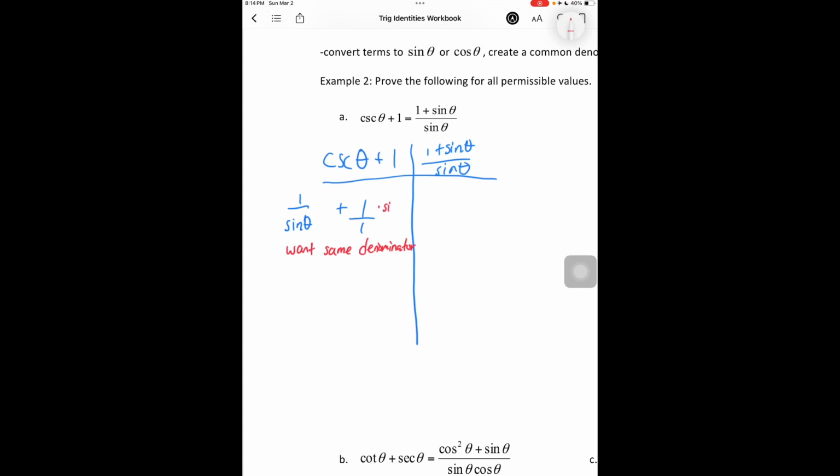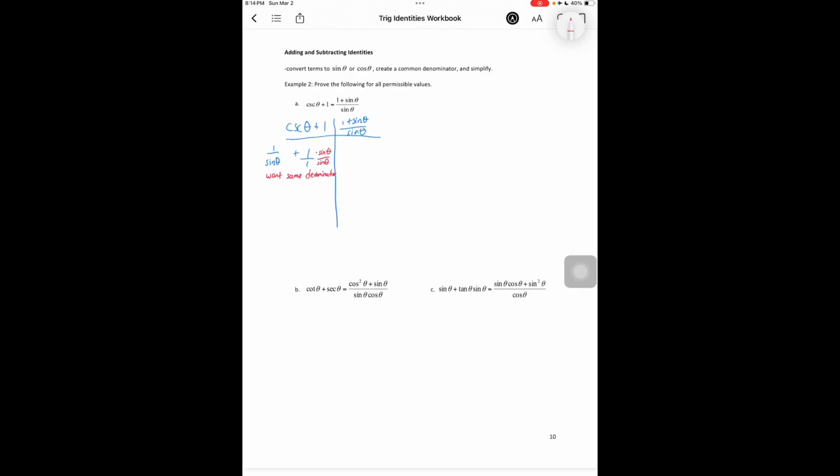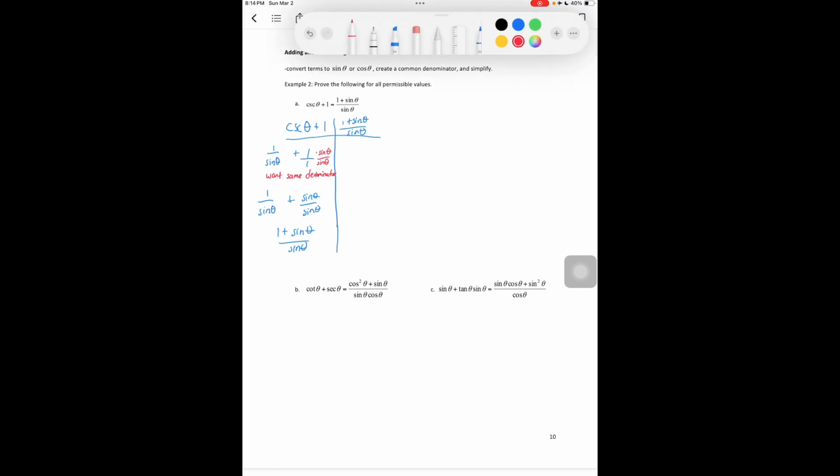You're going to multiply this by sine theta over sine theta. Because if you think about it, sine theta over sine theta is the same thing as 1 over 1. They're going to divide and cancel out. So here, we're just going to rewrite this. Now we have 1 over sine theta plus sine theta over sine theta, which is the same thing as 1 plus sine theta over sine theta. Because they're the same denominators, now we can combine everything into one giant fraction.